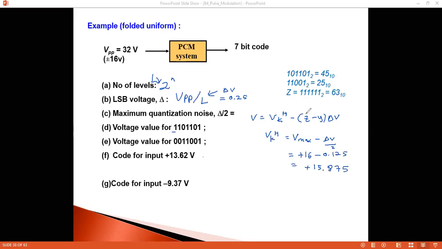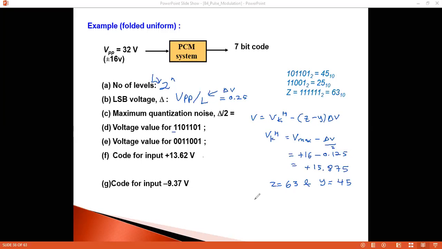We also need to find what Z and Y are. Z is when our magnitude bits all equal 1. So 1, 2, 3, 4, 5, 6. All 6 bits equal to 1, so it's 63. Whereas Y is the magnitude bits of this point that I want to solve. So it's 101101, which is 45. And we know that Z is equal to 63 and Y is equal to 45.